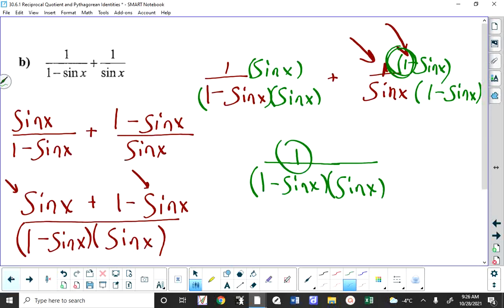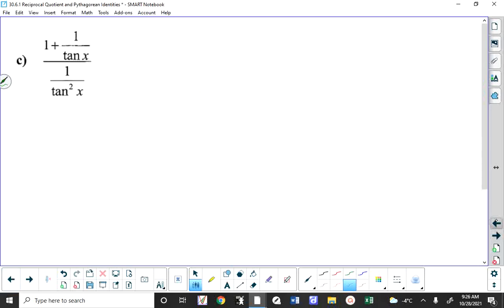Go ahead. 2C. Am I on 2 right now? Is this the question we're talking about? Okay. So this is a complex fraction. Let me rewrite it.